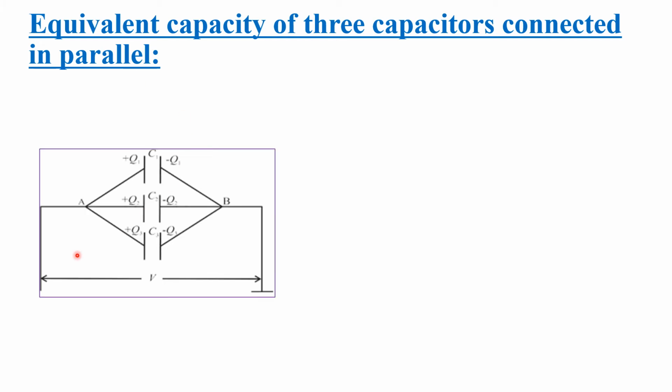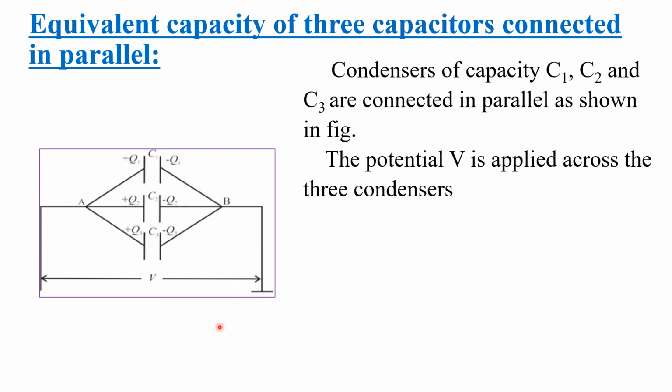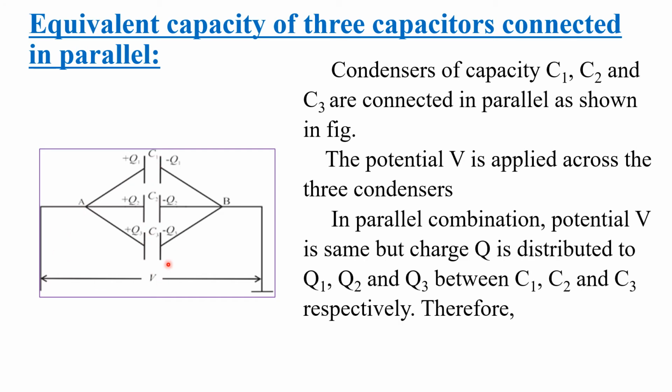Look at three capacitors C1, C2 and C3 connected in parallel as shown in the figure. The potential V is applied across the three condensers, that is C1, C2 and C3. In parallel combination, potential V is the same. This V is the same across each condenser, but Q is distributed as Q1, Q2 and Q3 between C1, C2, C3 respectively. Therefore, Q is equal to Q1 plus Q2 plus Q3.